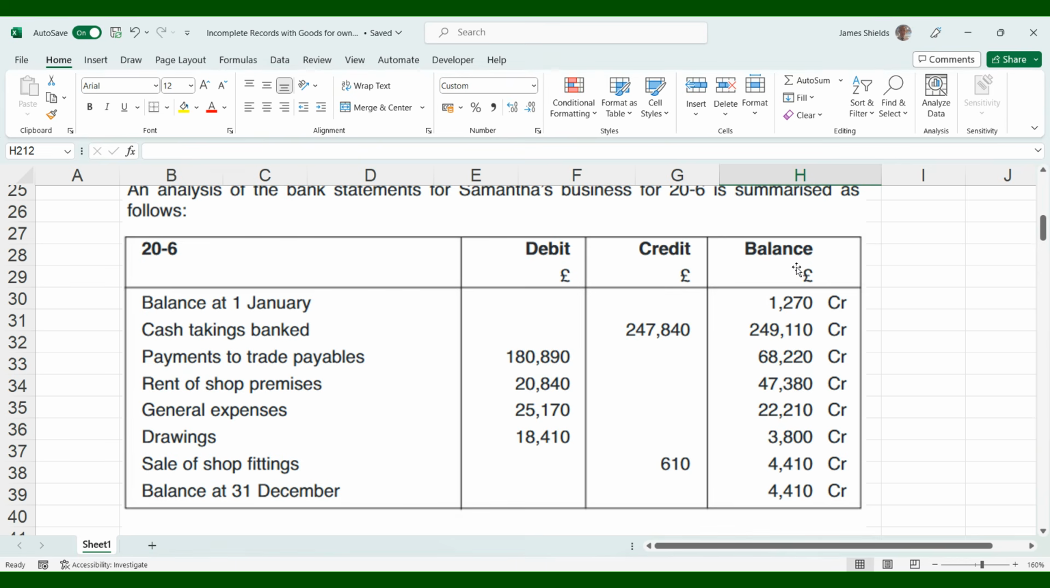Final column is balance. If you've got CR at the end, that means we've got money in the bank account. So on the 1st of January, the balance was £1,270, whereas at the end of December, the 30th of December, the balance was £4,410. Now, we'll use the transactions in a few moments in our question.